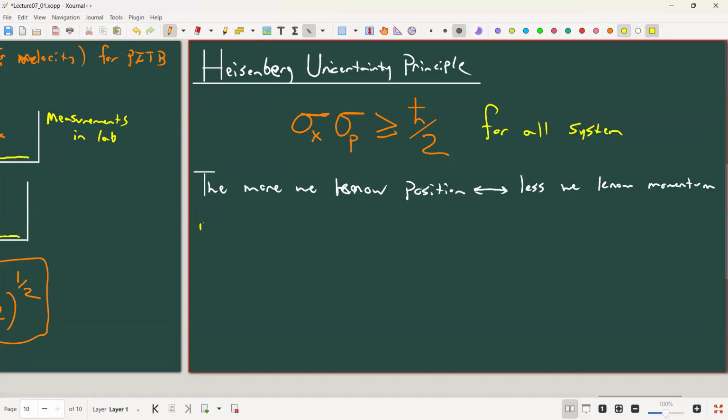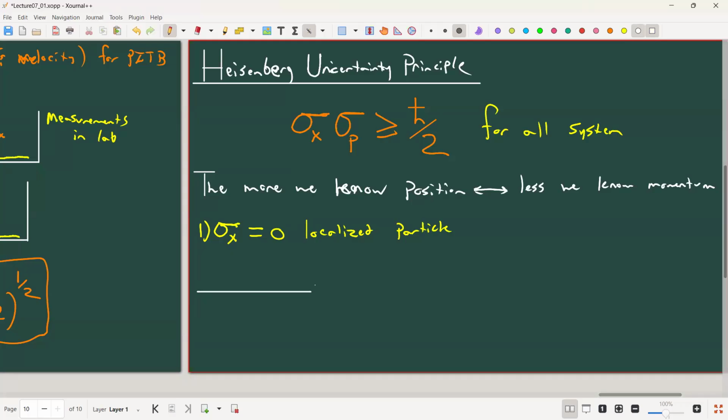All right, so let's look at some limiting cases. What if we assume that delta x is 0? We have a localized particle. What does the wave function for this look like in position? We have this x, and at some position x sub I, we have a wave function that is basically a little peak. This is phi of x sub I. It's just a little delta, what we call a delta function. It's 0 everywhere except for that point.